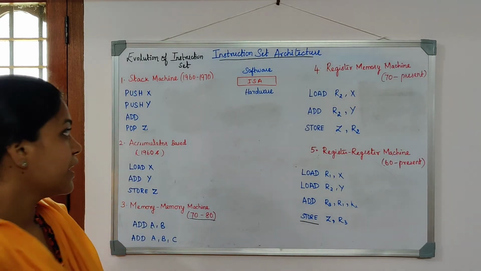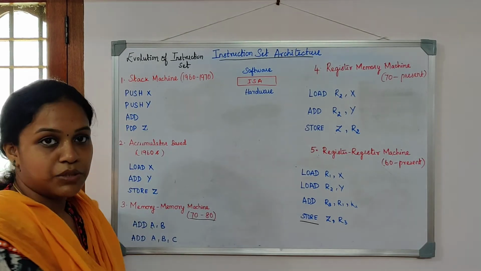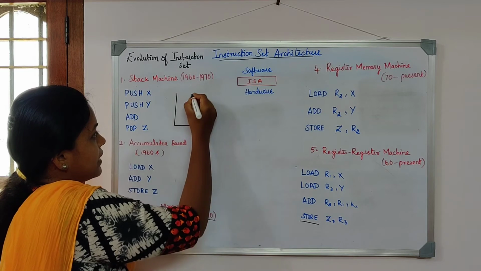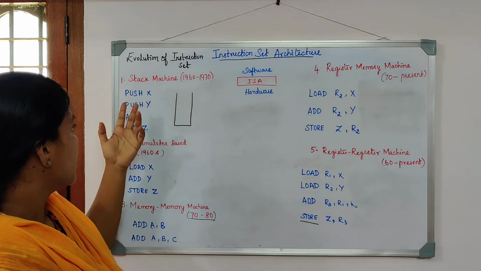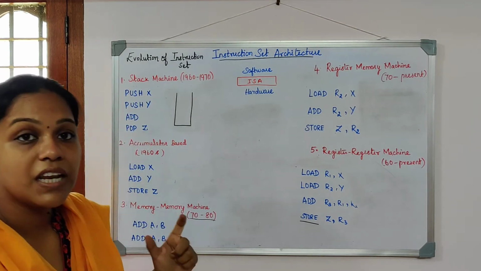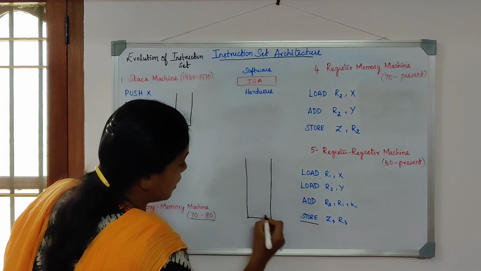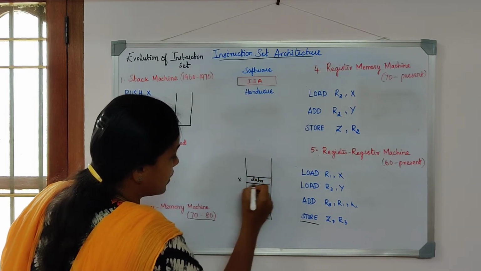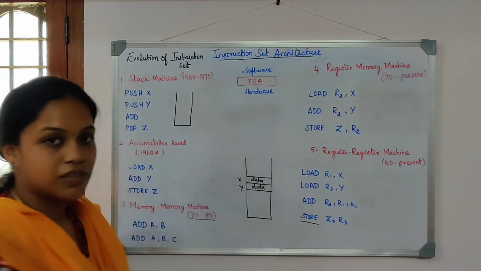In the evolution, the first we'll be seeing is the stack machine. A stack, as we know, is last in first out. It is a one way opening. Now these are the instructions. All these X, Y and Z are memory locations inside the main memory. Assume that this is your main memory. X is a location in memory and data will be present inside the location X. Y is again a location in memory and data will be present inside the location Y.